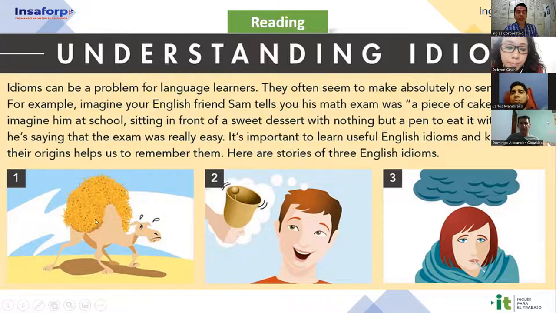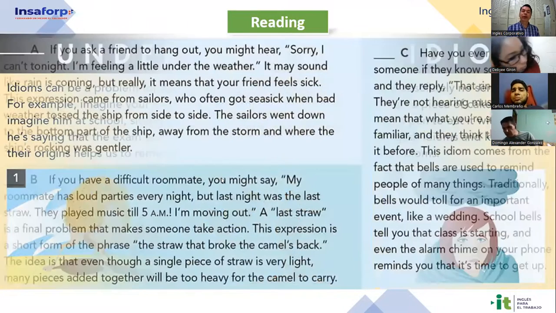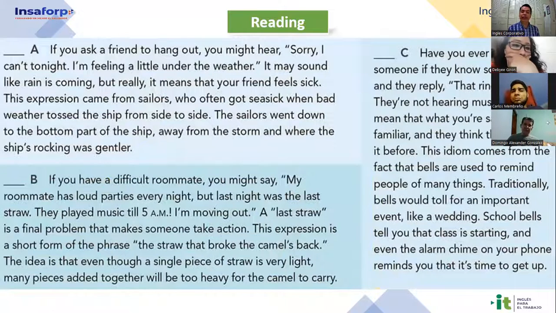Now here we have three pictures, right? This animal is a camel, and this is straw, you know, paja, straw. This is a bell. And you know this happy woman. This happy woman is under a cloud, a black cloud, right? Doesn't seem to be very happy. Okay, so we have these three pictures right now. We are going to connect the three pictures with this idea, right?